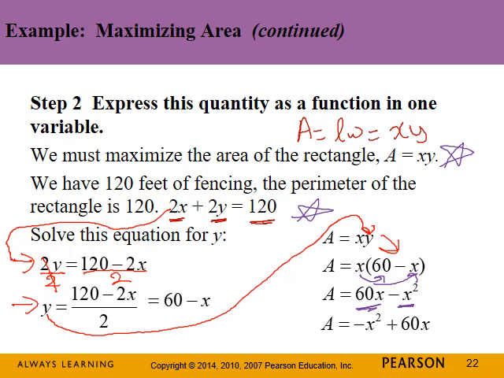If we rearrange it in order from highest exponent to lowest, we have our negative x squared in the first position, our positive 60x next, and we don't have a constant, or you could say our constant is 0. You could write plus 0 if you want a c to be there, but it's not necessary.